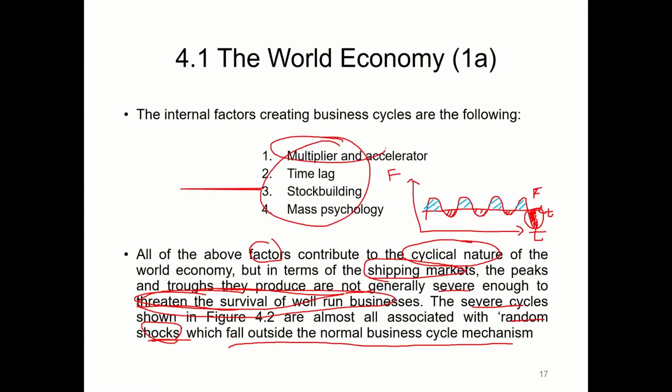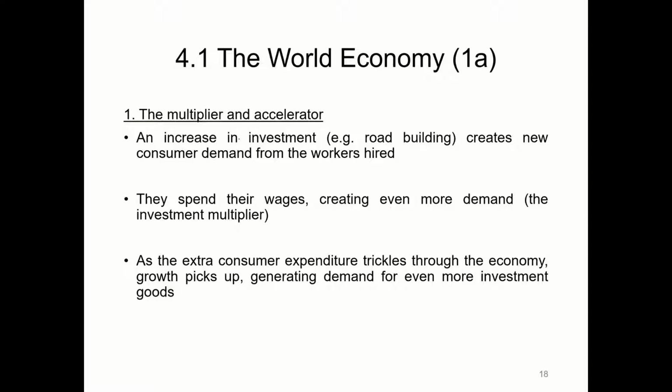So we'll now look at the first factor, which is the multiplier effect. Normally when we invest in something, let's say in road building, it spurs additional expenses. If we invest in roads, we will create new consumer demand from the workers hired. If we need to build roads, we need workers, and if we pay the workers, the workers will then spend the money, and this creates more wealth or more GDP.